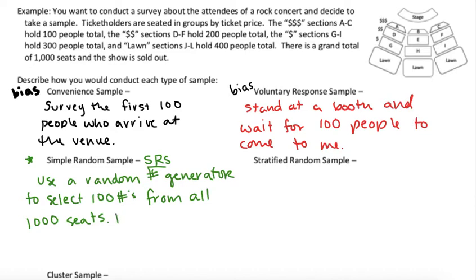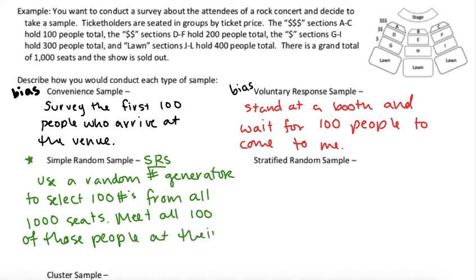And then what we're going to do is meet all 100 of those people at their seat. So that means I'm going to have 100 places that I need to go to. I'm going to have 1, 2, 3, 4, 5, and I'm just clicking. I could be moving all over, and I should have 100 places that I need to hit up as I go around. Hopefully they're not on the stage there.